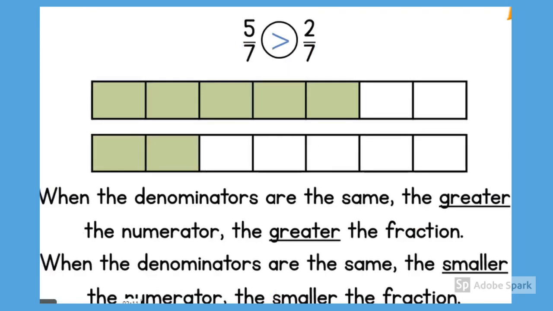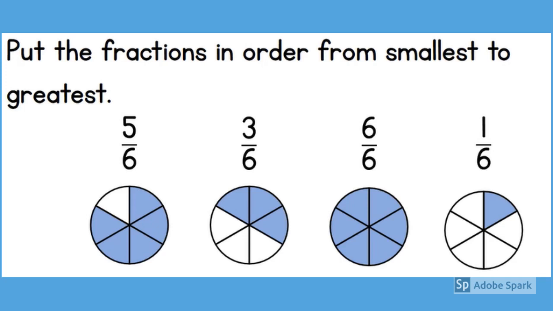From the last lesson, where we were comparing fractions, we made some stem sentences. When the denominators are the same, the greater the numerator, the greater the fraction. Or when the denominators are the same, the smaller the numerator, the smaller the fraction. Therefore, 5/7 was greater than 2/7.